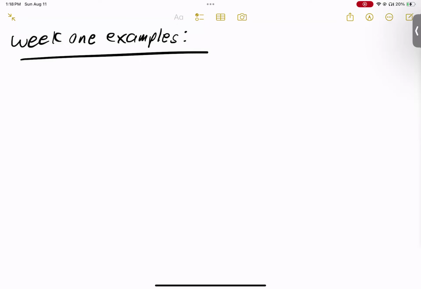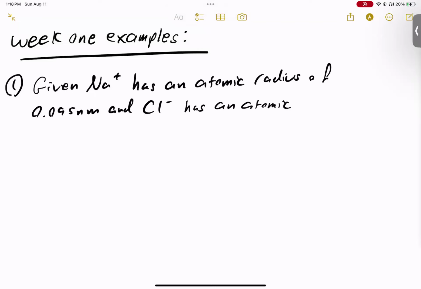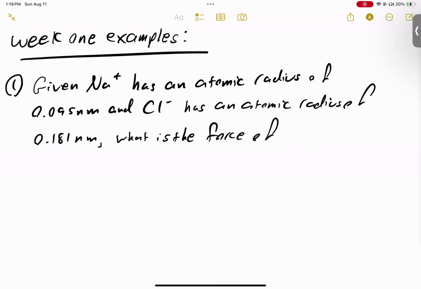The very first example will be on slide 9, interionic potential energy, and the question reads: given Na plus, so sodium, has an atomic radius, I should really say ionic radius because it's Na plus, of 0.095 nanometers, and the chloride ion has an atomic radius of 0.181 nanometers, what is the force of attraction between the ions?